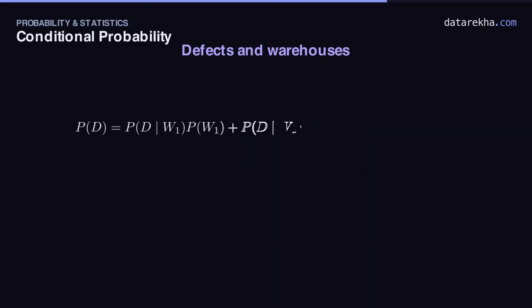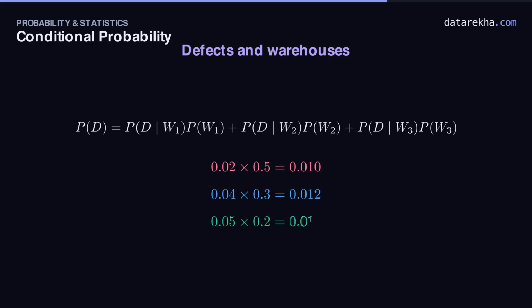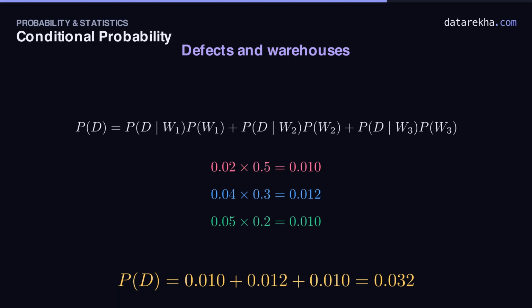Part 1 is pure total probability. The 3 warehouses partition every unit. Each unit comes from exactly 1. So P of D is the sum of defect rate times supply share across all 3. Plug in: 2% of a half is 1%. 4% of 30% is 1.2%. 5% of 20% is another 1%. Add the 3 and P of D is 0.032. So about 3.2% of all units are defective.